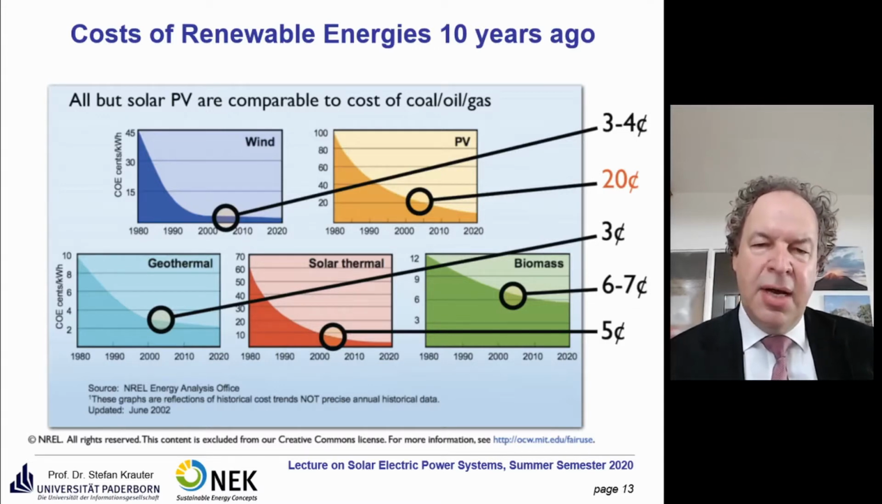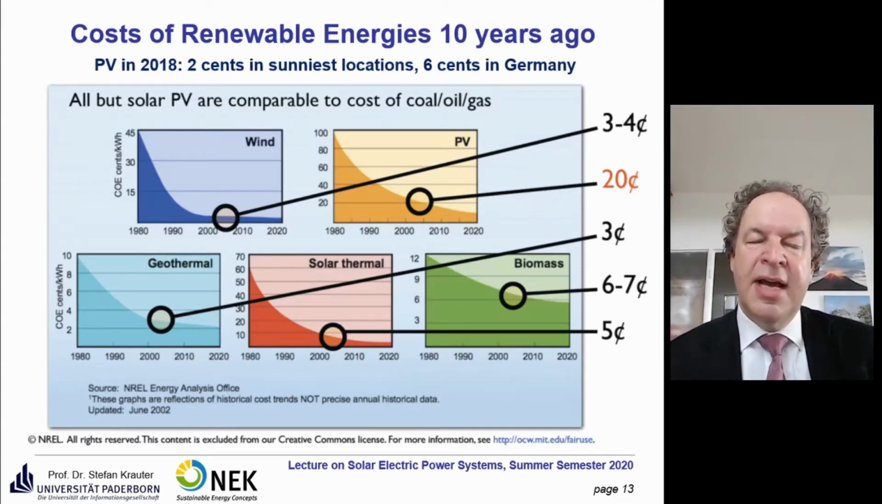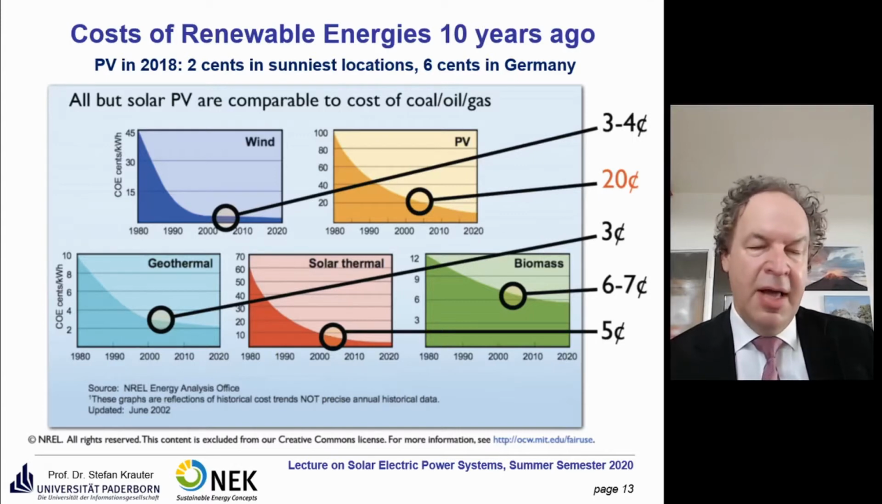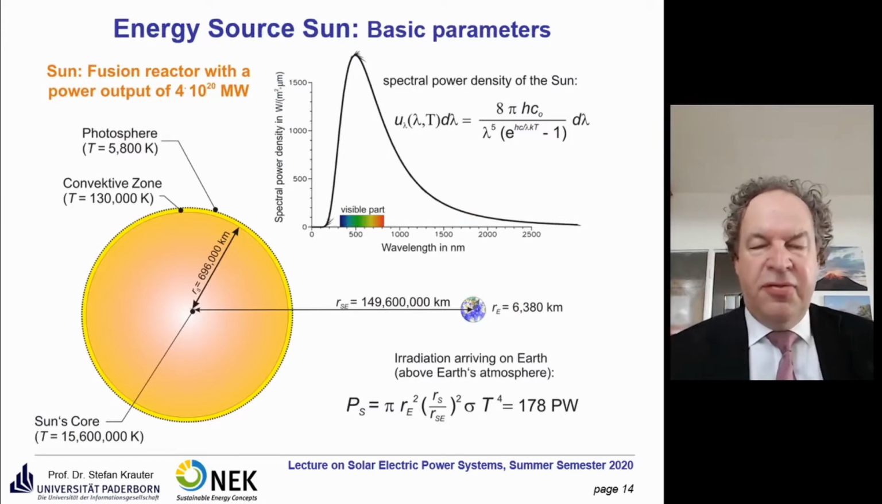Besides solar, all the predictions came true. For solar, it was much more positive than the actual predictions. We now have only a tenth of that. In sunny locations, we can actually generate electricity for 2 cents per kilowatt hour. So it's not only the cheapest source of renewable energies, it's the cheapest source of energy of all. Even in Germany we can go to 6 cents, as written here. I know some projects where 5 cents per kilowatt hour have already been reached. So, very positive.